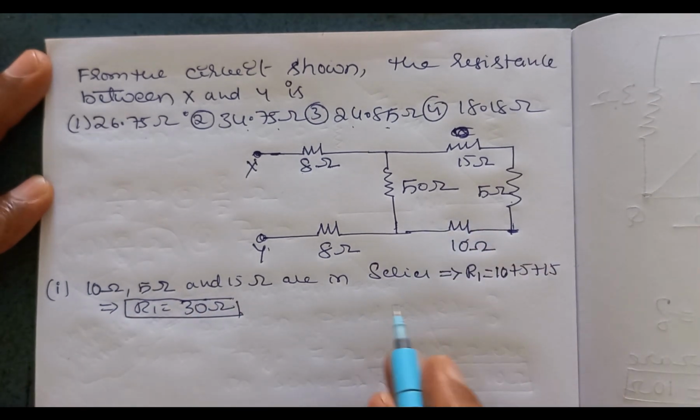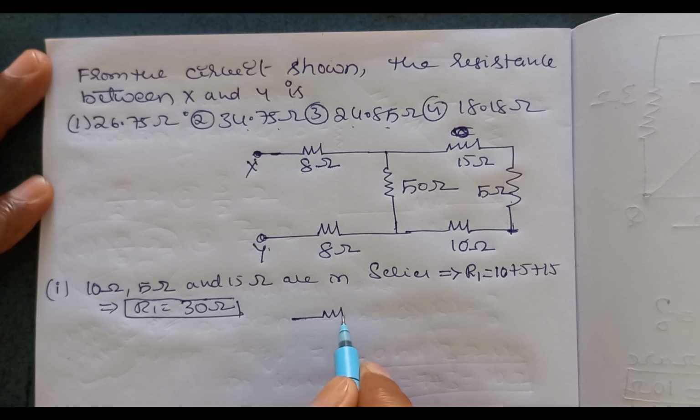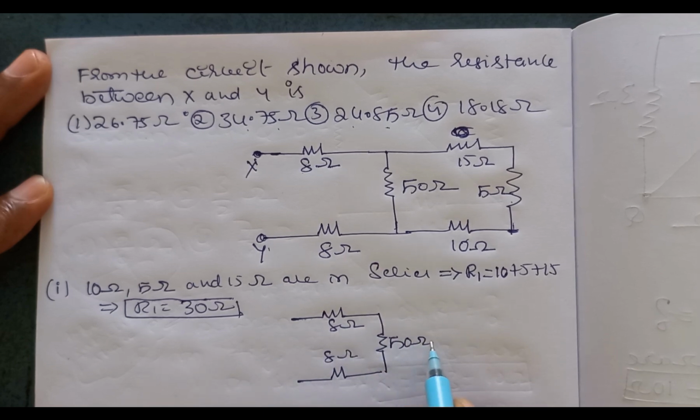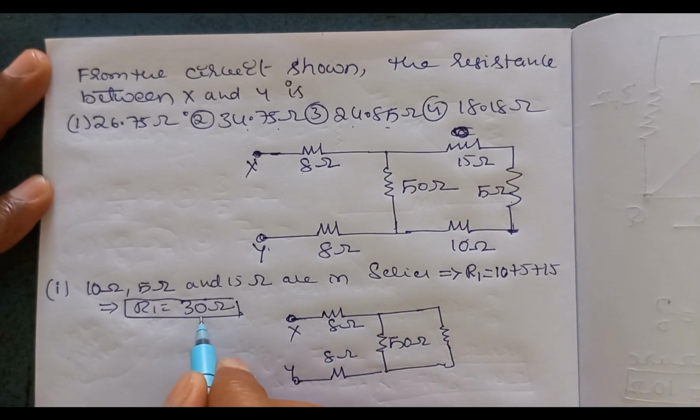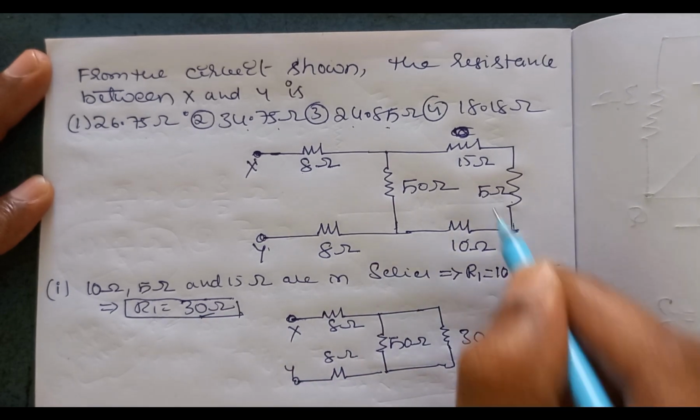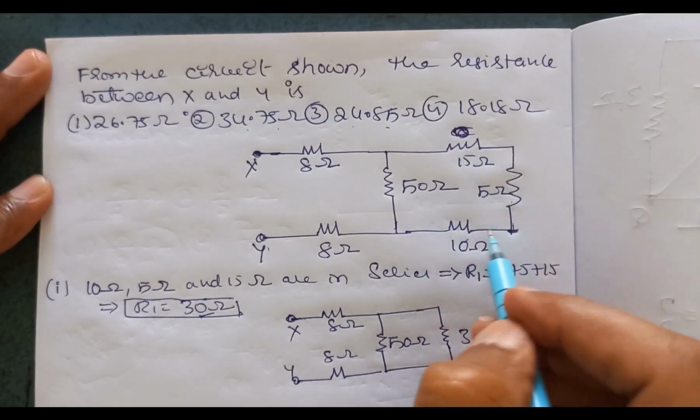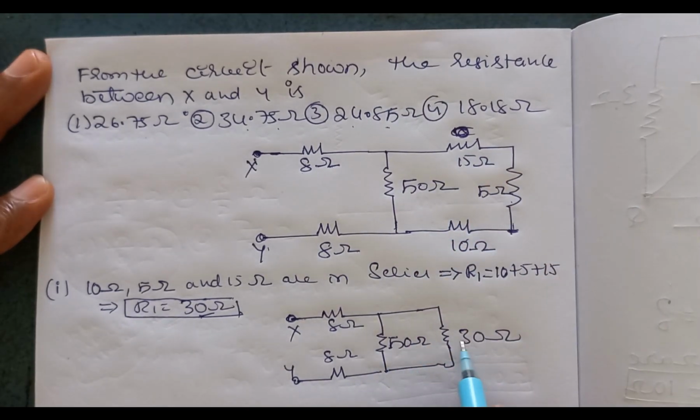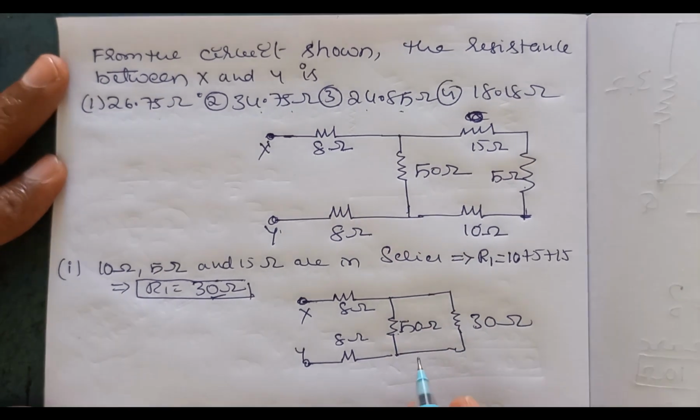So now you can see the figure. It is 8 ohms, and it is 50 ohms, and this is X and this is Y. This part is calculated, which came as 30 ohms now. These three are calculated, 30 ohms. Now 50 and 30 are in parallel.